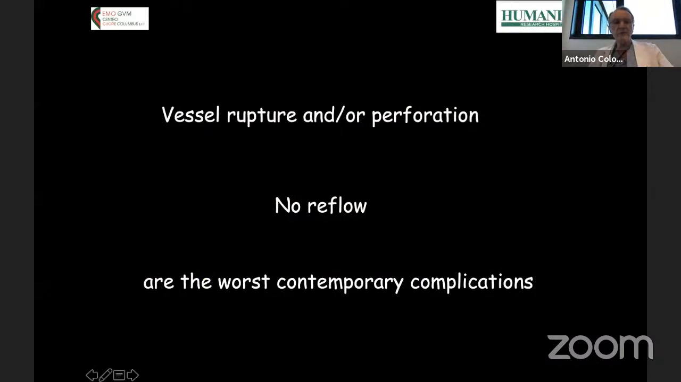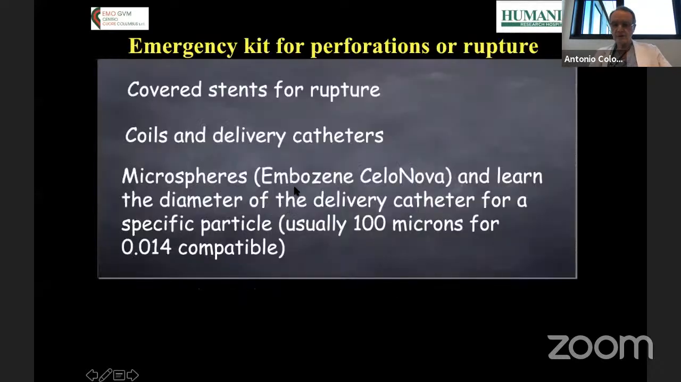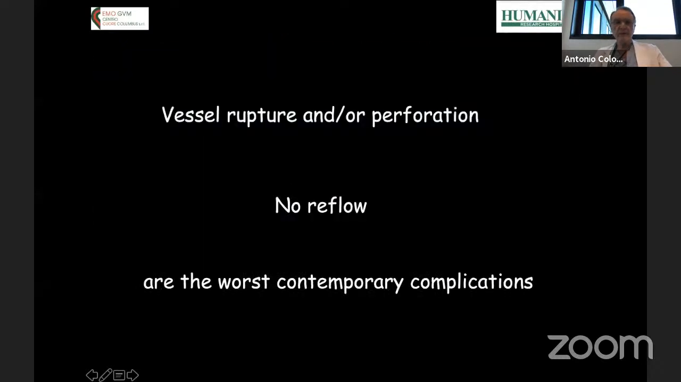Contemporary complications. I believe vessel rupture or perforation and no reflow are the worst contemporary complications. For these complications, treatment is suboptimal. Even surgery is suboptimal. So they need to be solved by you. You need to solve these complications.